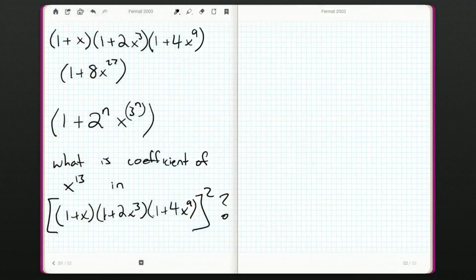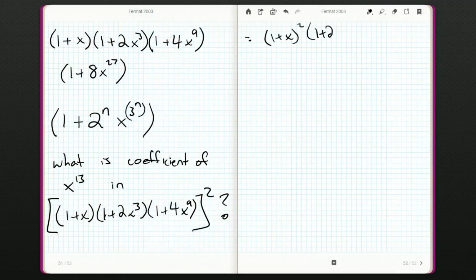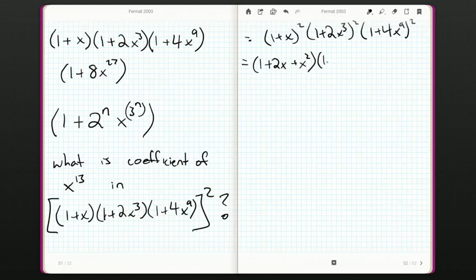So, well, the first thing I want to do is distribute this power of 2. Okay, and once I have that, I can use the binomial theorem to really quickly expand these. 2x and an x squared. Then I have a 1. I'll have 2 times 2, so that'll be 4x^3 plus x^6. Oh, no, it should be 4x^6.